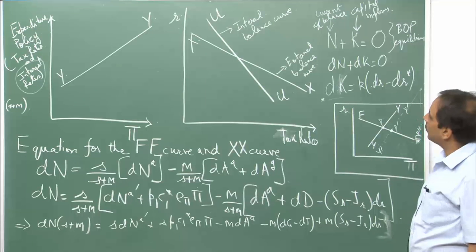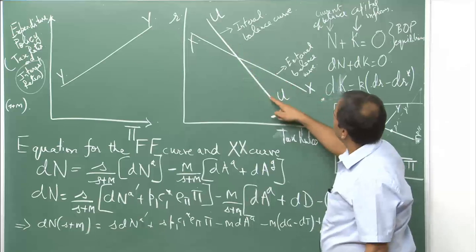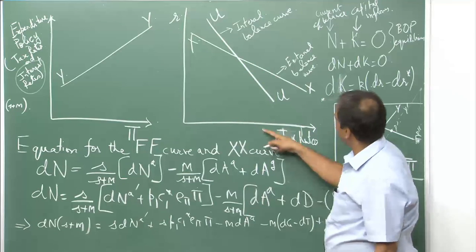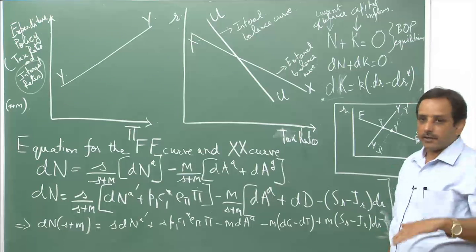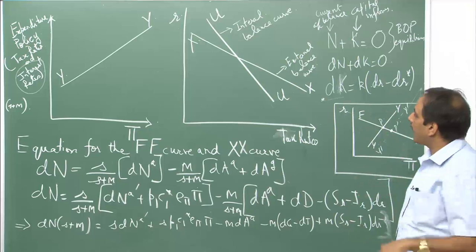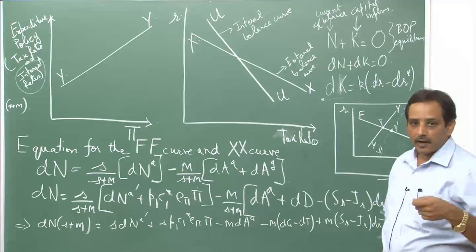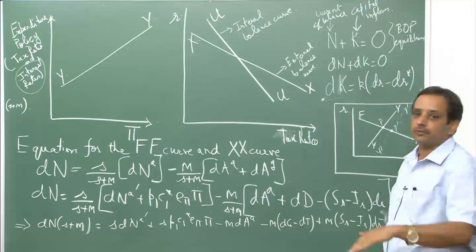Why are they downward sloping? First, look at the internal balance curve. They are downward sloping because if you increase tax rates, it would lead to a decrease in aggregate demand. It leads to a decline in incomes. So, if you have to raise the incomes and bring the economy back to equilibrium, you have to reduce the interest rates.